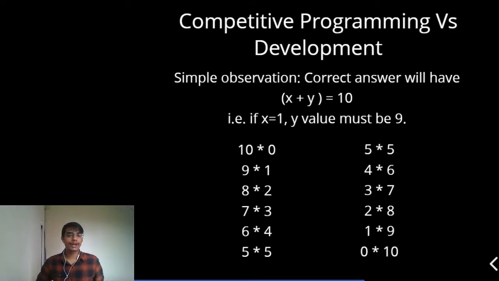So by telling this concept, competitive programming versus development, I'm making you learn a simple concept of dynamic programming, that is overlapping subproblem. Let's not worry about what that is. I just wanted to make it look simple. People always fear what dynamic programming is. So dynamic programming consists of two parts. One is overlapping subproblem, and the other part is optimal substructure.